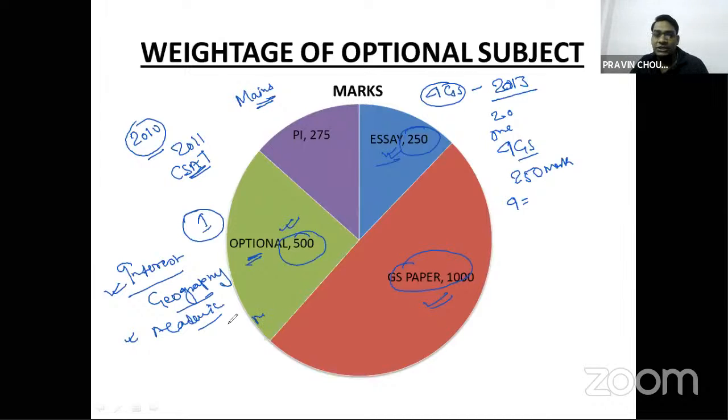So I will suggest, if you have done your graduation in political science, history, geography, that is, humanities subjects, then go with the same optional subject. And if you are from a science background, you have done your BTech or MBBS, then I will suggest you list down 2-3 topic subjects and choose one optional subject. Okay, so academic knowledge is very, very important.